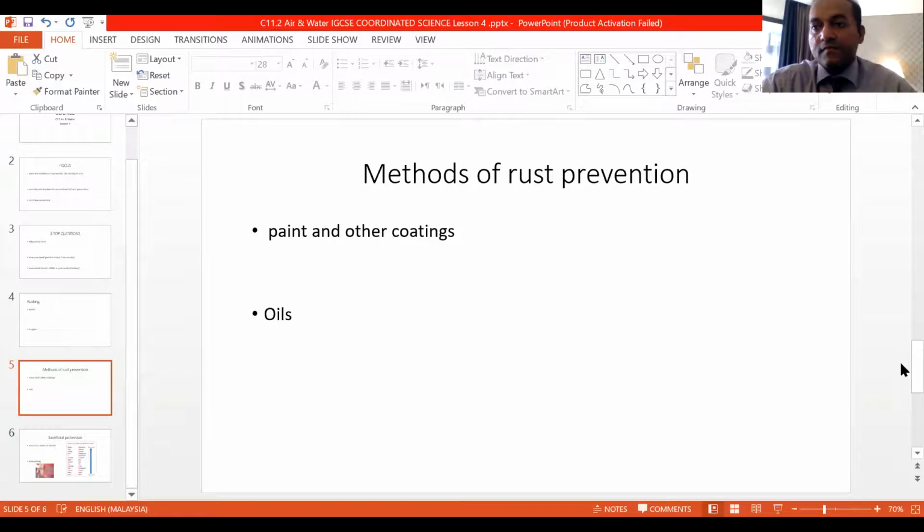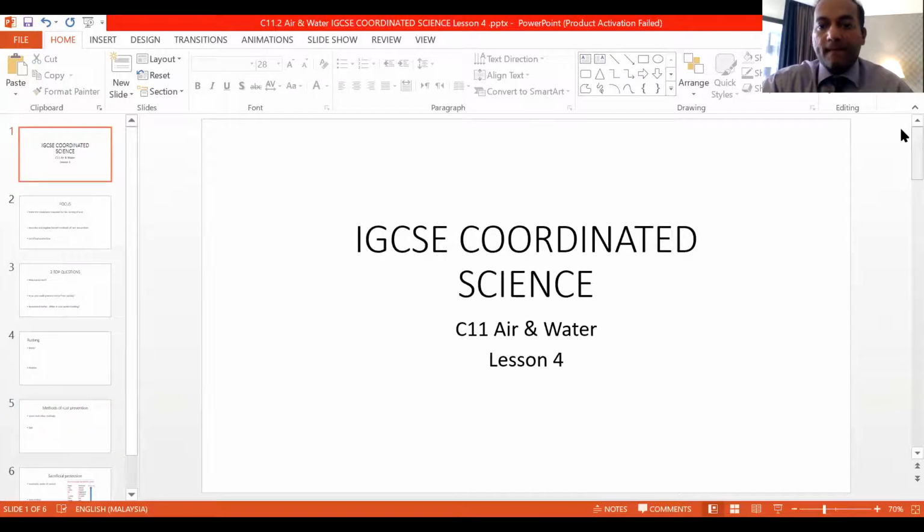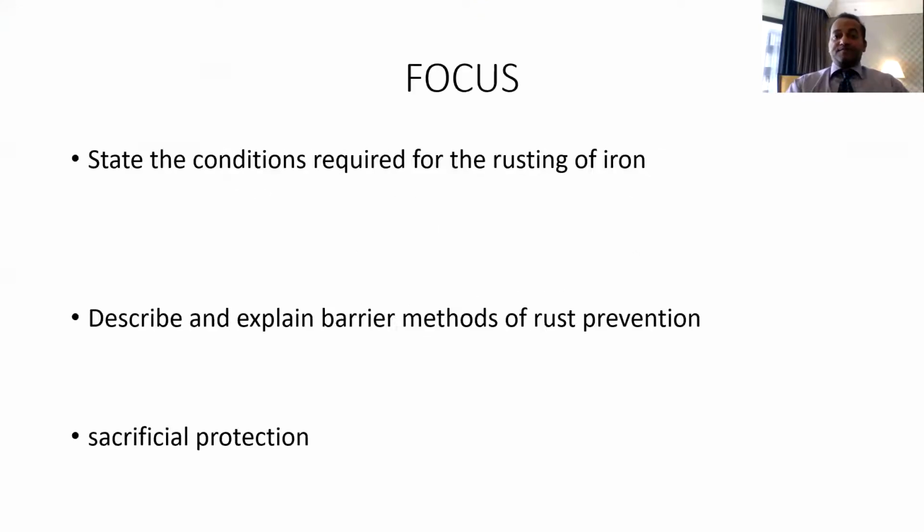I will focus all this based on our syllabus guideline. So for today's PowerPoint, lesson 4, our focus is: what are the conditions that are required for rusting? Describe and explain the barrier method of rust prevention. And the last one, sacrificial protection. So this is our syllabus guide, and this is our focus for this lesson.